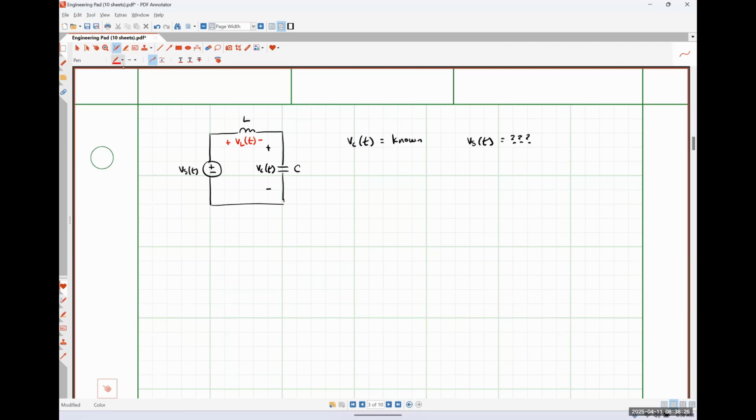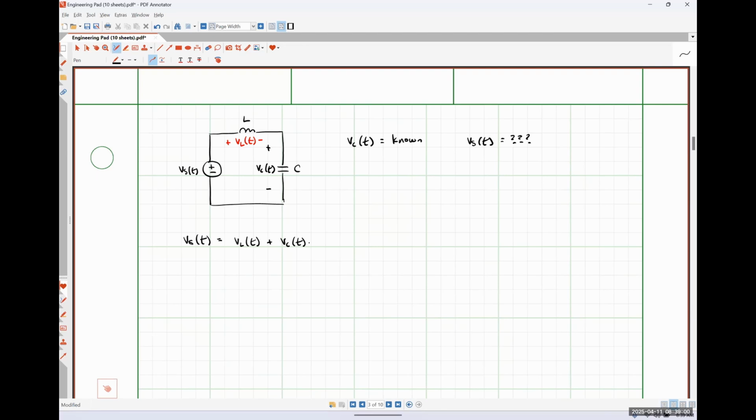And then I could say, using Kirchhoff's voltage law, that Vs of t, the thing that we're ultimately interested in finding, is just VL of t plus Vc of t. Since Vc of t is known, the only thing we really have to figure out here is what VL of t is, and then we just add those two together, right? So does anybody have any thoughts on how we might find VL of t in this problem?